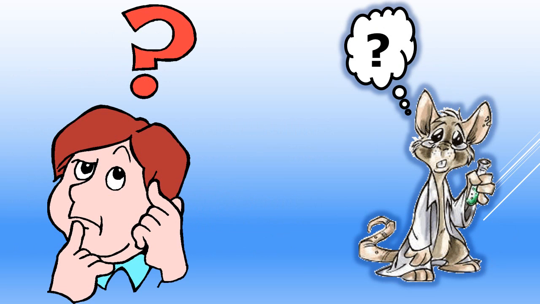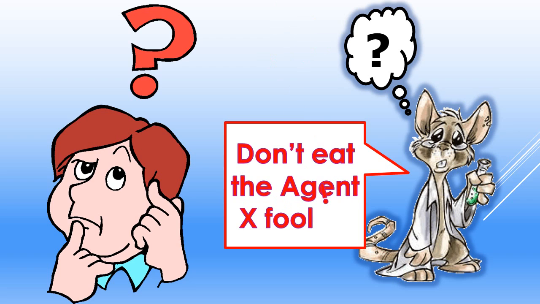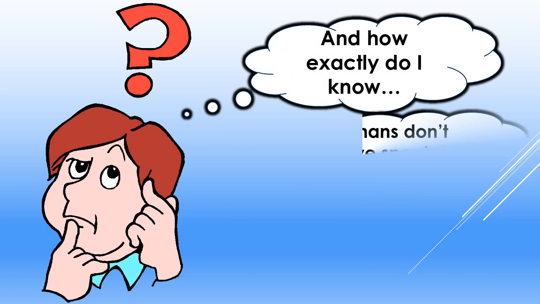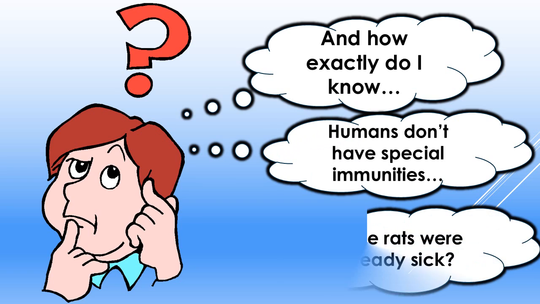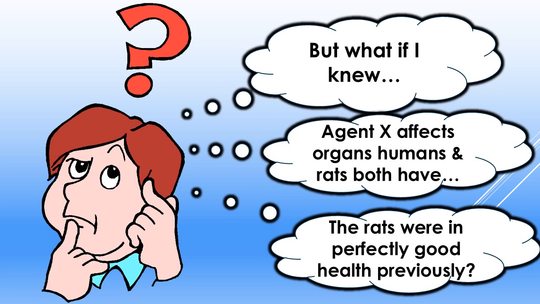And similarly, we had a study in which rats were examined, and on the basis of their similarities, we found out that we shouldn't be eating Agent X. If they got sick, perhaps we will. We had a lot of support for our conclusion, but it could get better. We could answer the following questions. How do we know that humans don't have special immunities that the rats lacked? Or what if the rats in the study were already sick? Answer these questions and include those answers as premises. For example, that Agent X affects organs humans and rats both have, and that the rats in the study were in perfectly good health. Add those as premises, more support for your conclusion that you will get sick if you eat Agent X.